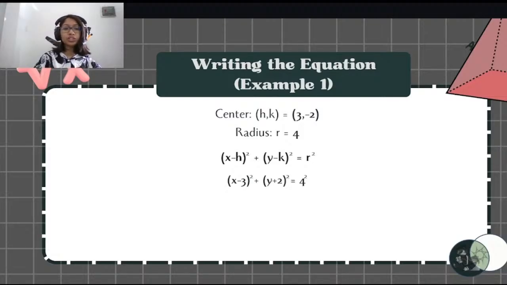Writing the equation is simple. Substitution. Just replace h, k, and r. Notice the sign changes for negative coordinates, from -2 to +2. We will discuss the step-by-step in the next slide.